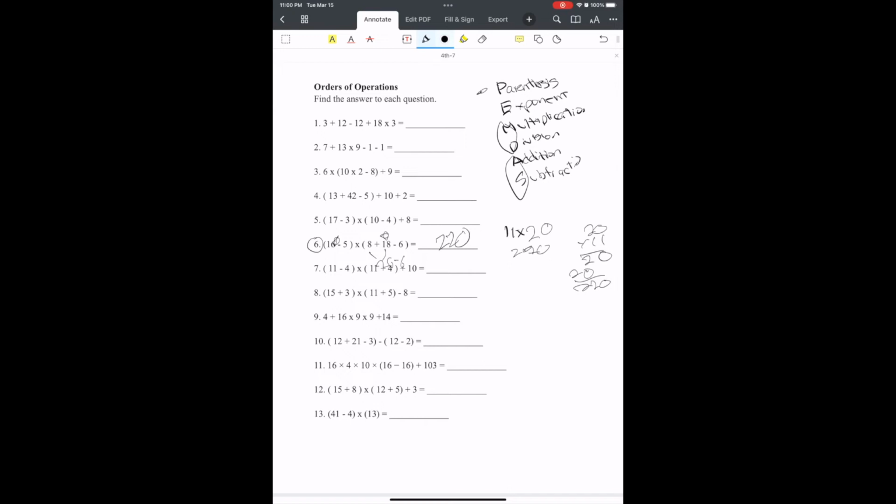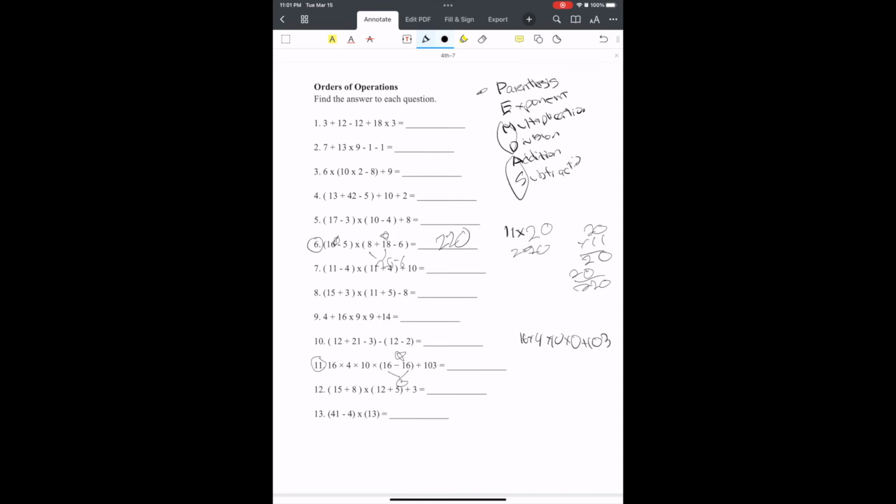Alright, let's do number 11. So first, again, you want to look for parentheses. And, well, look at here. This parentheses right here, 16 minus 16, that is 0. So your equation now should be 16 times 4 times 10 times 0 plus 103.